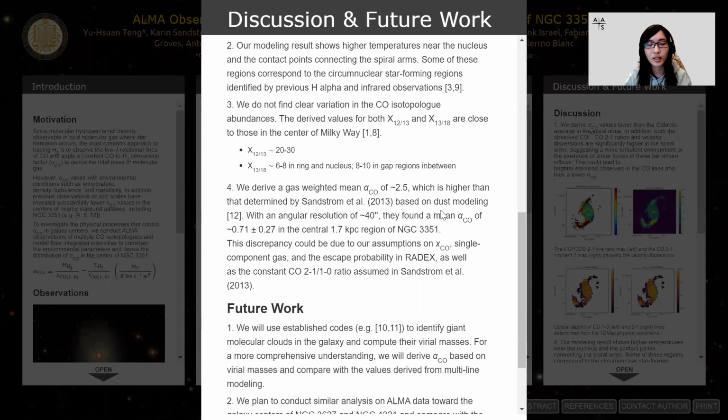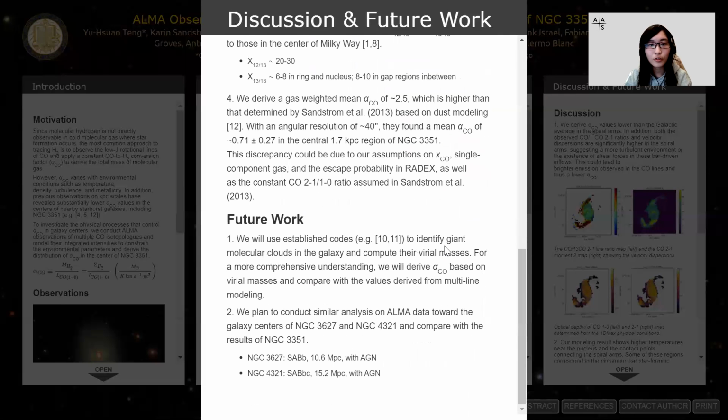But since we are using different methods, we have different assumptions on the parameters, and also the data we use have very different angular resolutions. For future work, we will identify giant molecular clouds in the galaxy to derive the alpha CO based on virial methods. And we will compare the alpha CO derived with our current results from multi-line modeling. And since we also have ALMA data on two other galaxies, we will also conduct similar analysis on those data and compare with our current results.